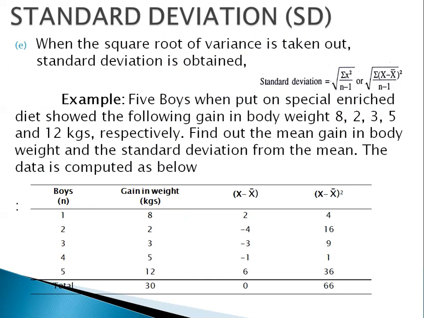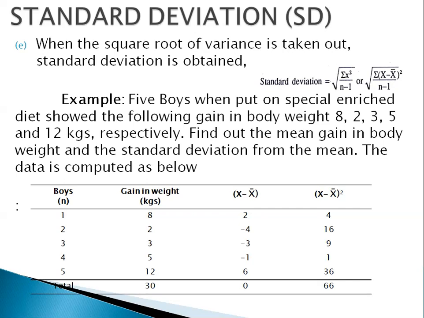When the square root of the variance is taken, the standard deviation is obtained. SD is equal to the square root of the summation of (x minus x bar) squared divided by n minus 1.